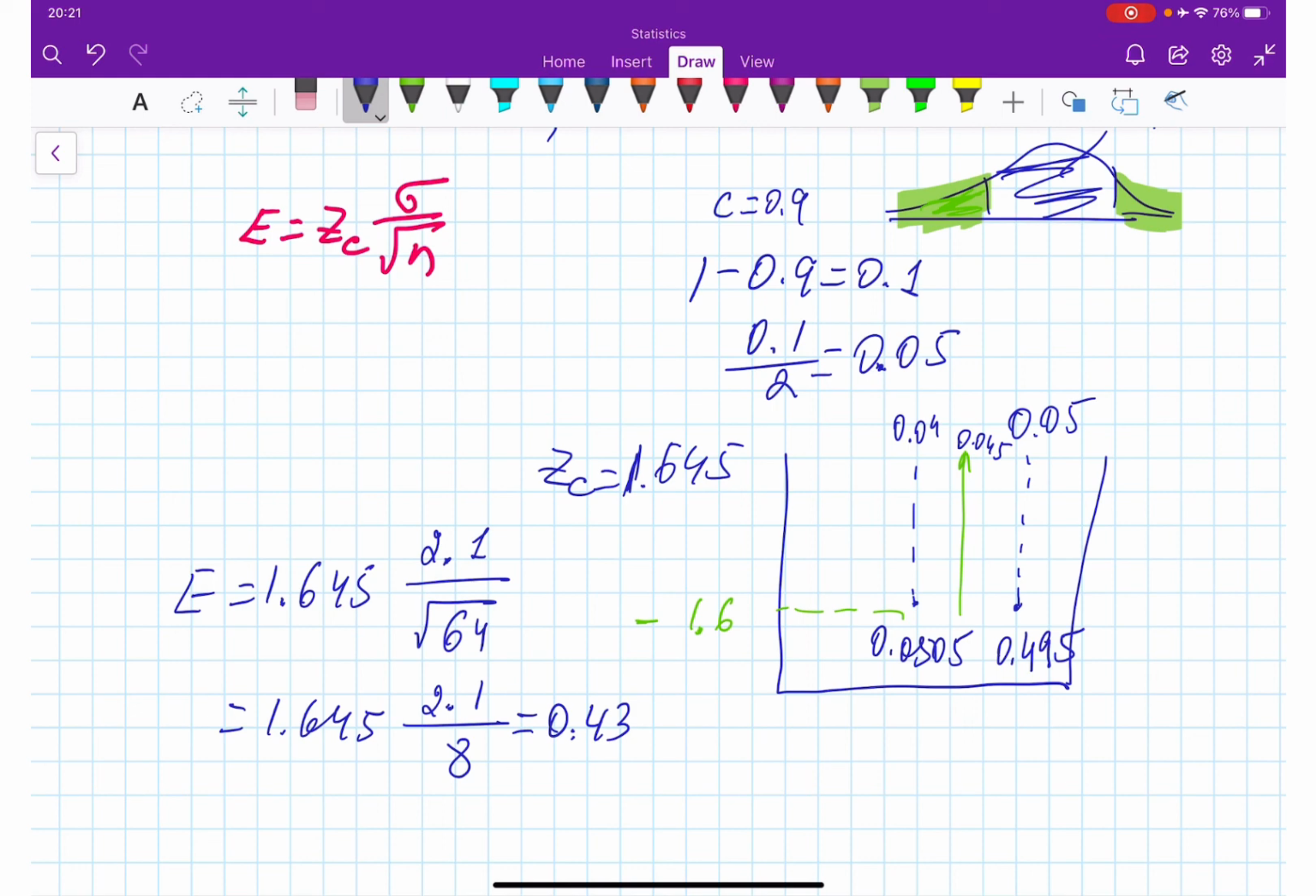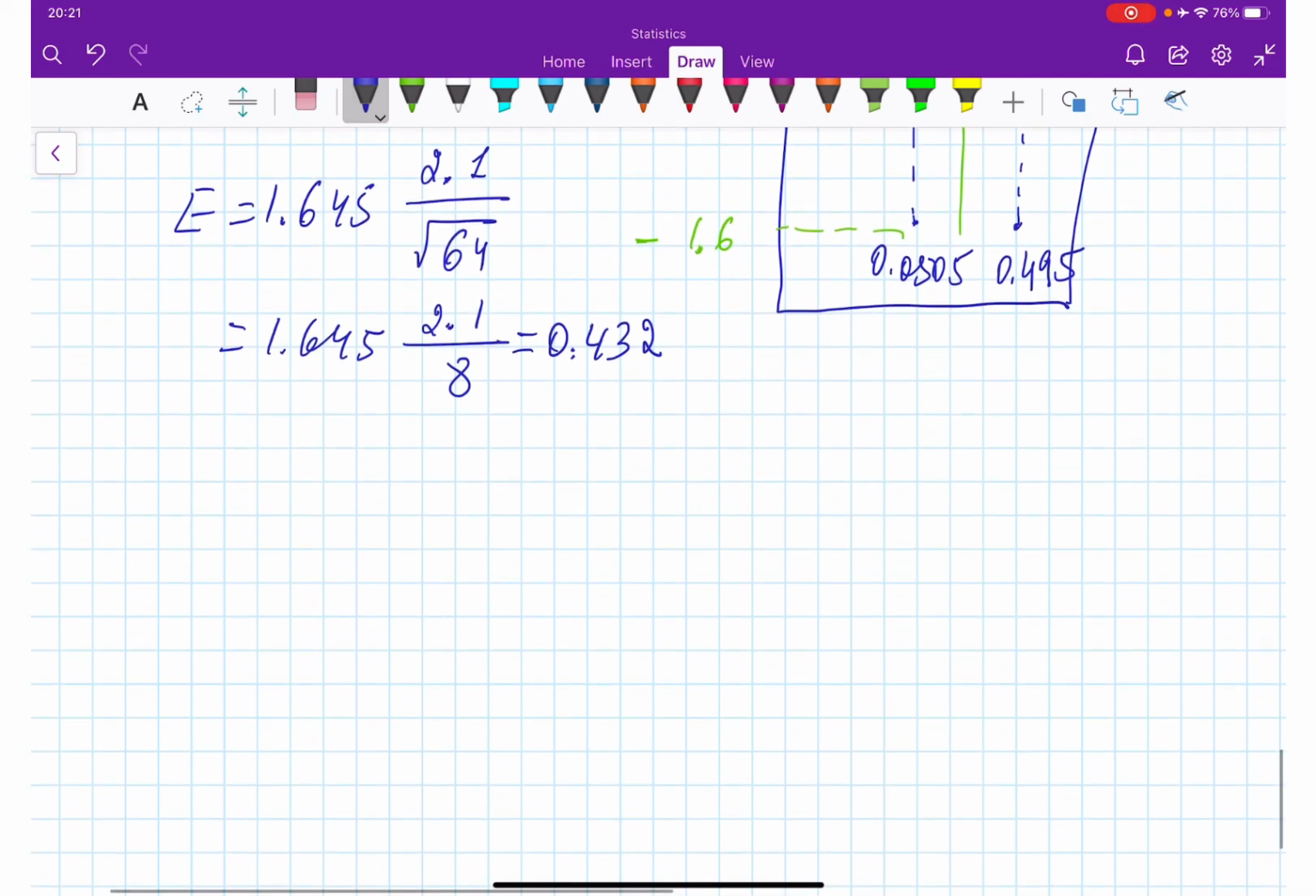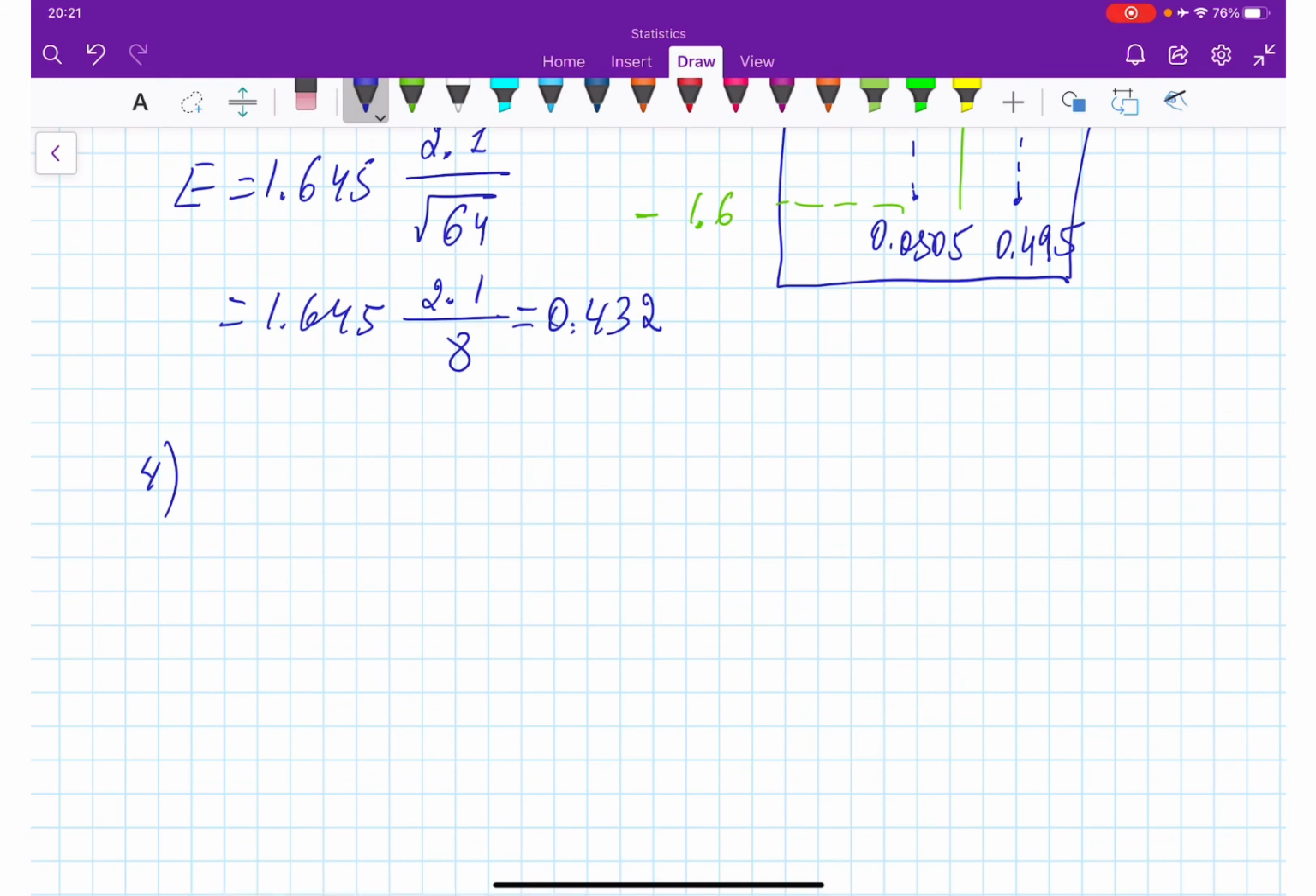Question number 4, okay, it's asking for 3 decimals, so it's going to be approximately 0.432. Question number 4. Now we need to find confidence interval.